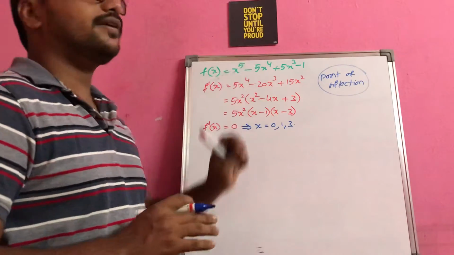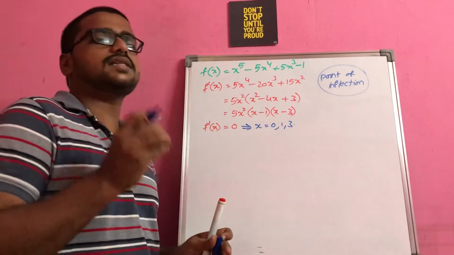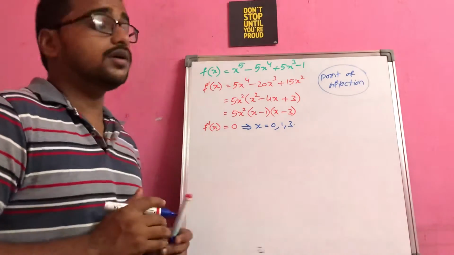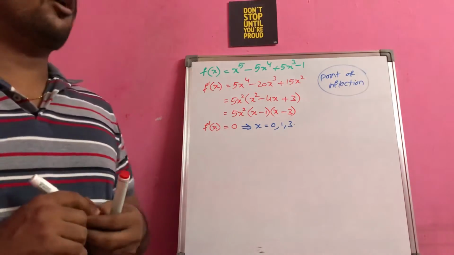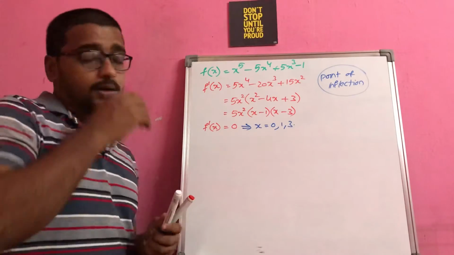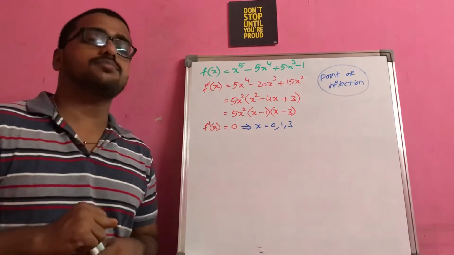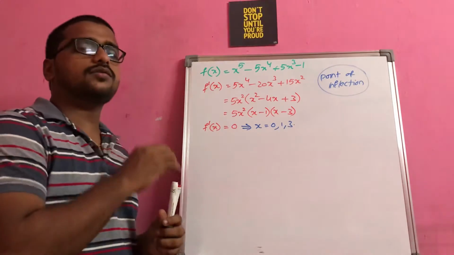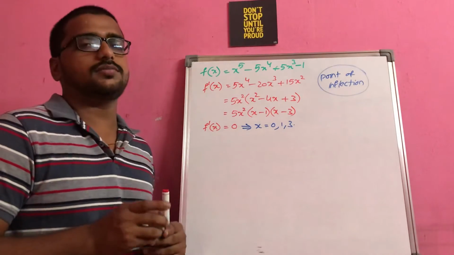If I substitute 3, I will get some value. So I can see that this is the minimum, this is the maximum, like that I can find out. But the problem here is I cannot find the point of inflection basically. To find the point of inflection, we are going to use the increasing and decreasing concept, right?